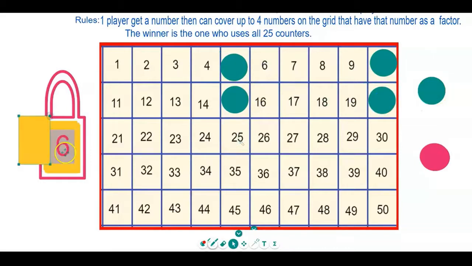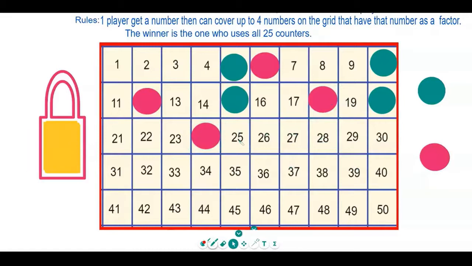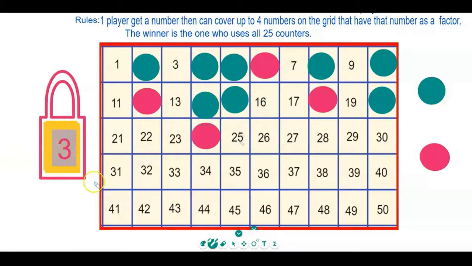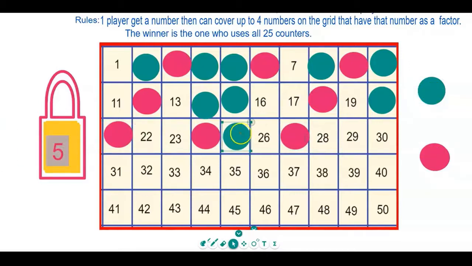Now we're going to pull out another card for the red counter. So we have 6. Numbers which have 6 as a factor are 6 itself, then 12, 18, and 24. Next we have 2 for the green counters. So we have 2, 4, 8. These are effectively multiples of 2. And we have 3. Numbers which have 3 as a factor are 3 itself, 9, 21, and 28. You can only use up to a maximum of 4 counters.